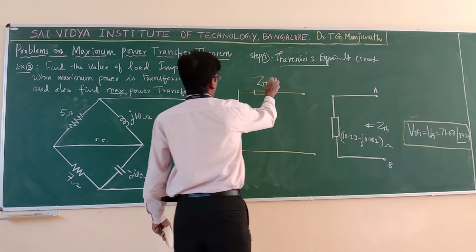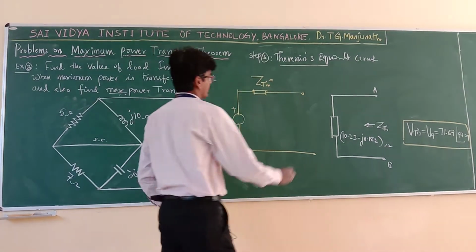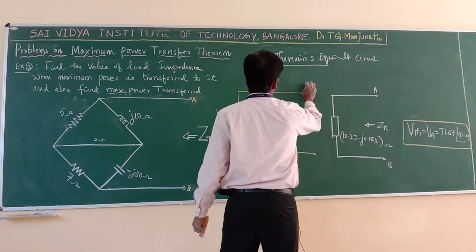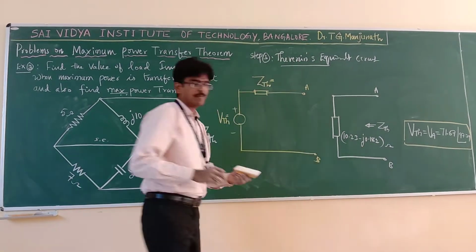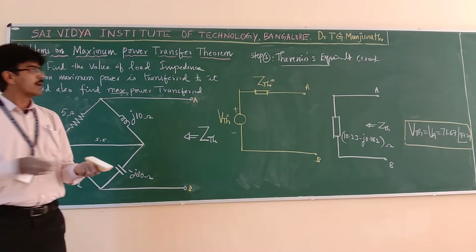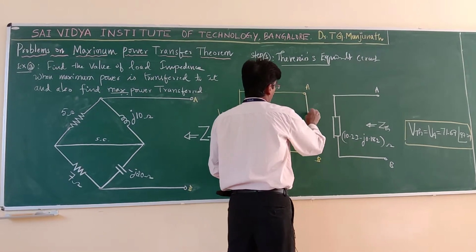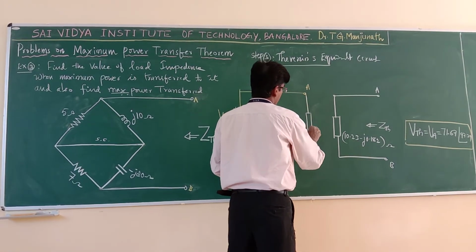Then substitute the values here. Then connect the load across it. This is the load terminals A and B. Now connect the load across it. Let us connect the load here. What type of load is given? It is given as ZL.